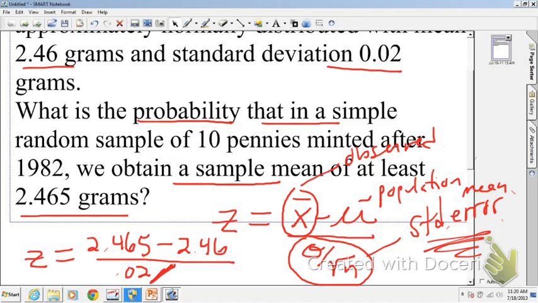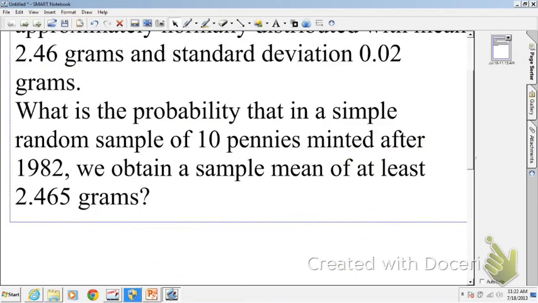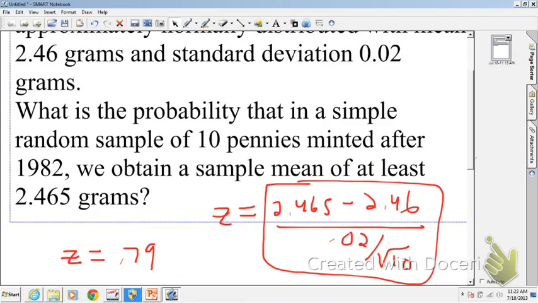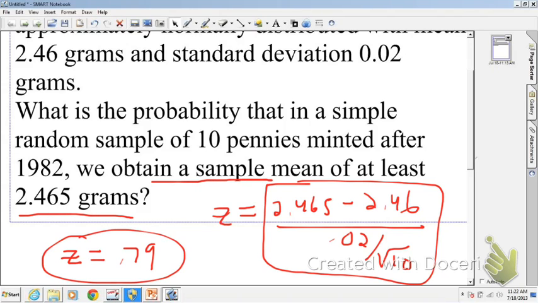We know that standard error is affected by sample size. We have a small sample size here, 10. Okay. Now what we have to do is crunch this out on our calculators. I'll hit pause and get a z-score. Okay, so by now you've probably crunched that out and got a z-score of 0.79. Now we want to know the probability of obtaining a sample mean of at least 2.465 grams.